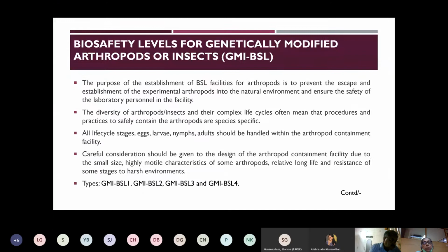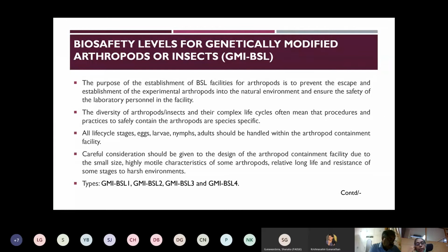The next category is the biosafety levels for genetically modified arthropods or insects. Why have we written it like that? Because GMA is animals, so we wanted another abbreviation for that, so we have used GMI. So here the purpose of establishment is to prevent the escape and establishment of the experimental arthropods into the natural environment and ensure the safety of the lab personnel.